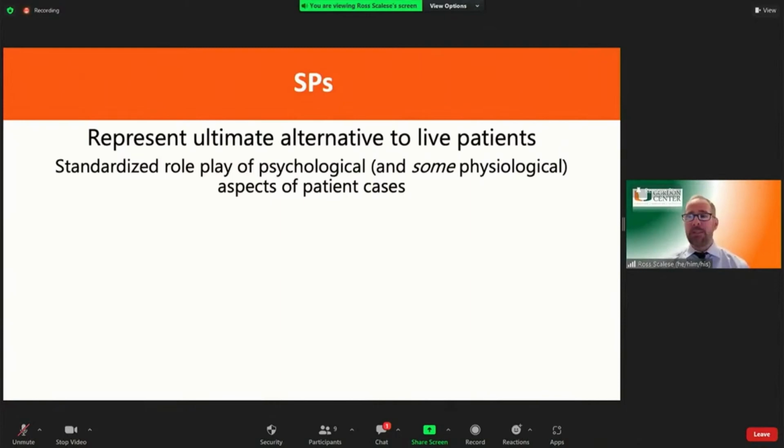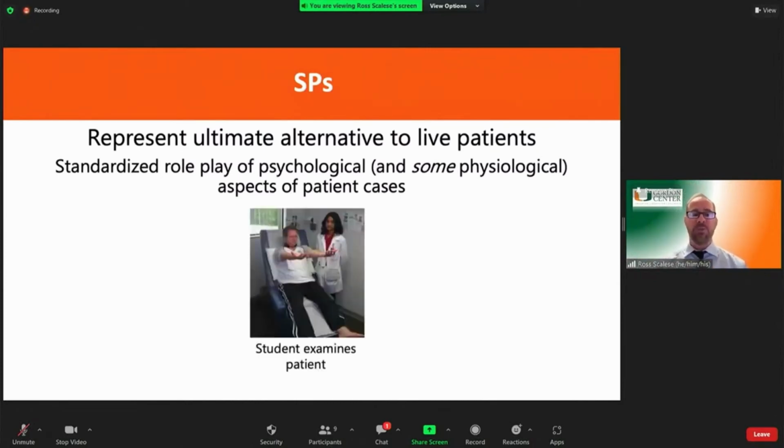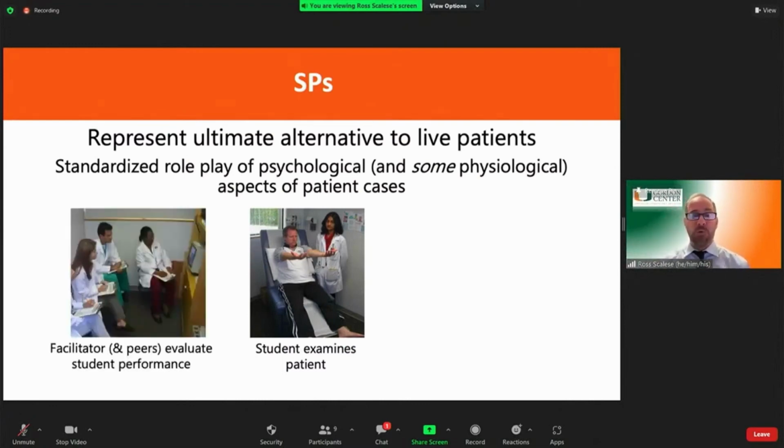Okay? And when you think about it, in certain domains, they are the most realistic approximation to real patients, aren't they? Because they can certainly portray the psychological aspects of patient cases that mannequins cannot. And they can do some physiological aspects, like they can pretend they have pain, say, ouch, when the candidate presses on a certain body part. They can pretend they're weak, for example. Like in this example, the student is doing a neurologic exam. Well, maybe that patient will have arm drift that they have to detect. Okay. And maybe live or recorded, a facilitator, a faculty member, and even sometimes their peers may be evaluating the student performance live or recorded.